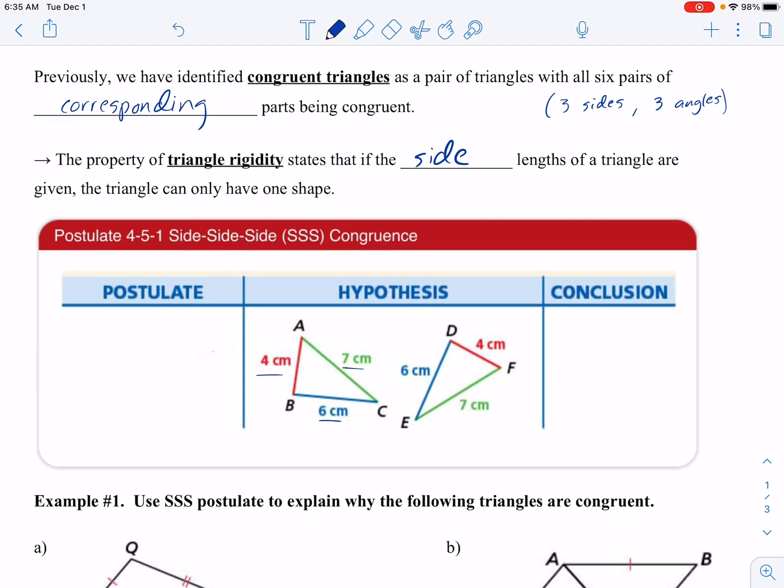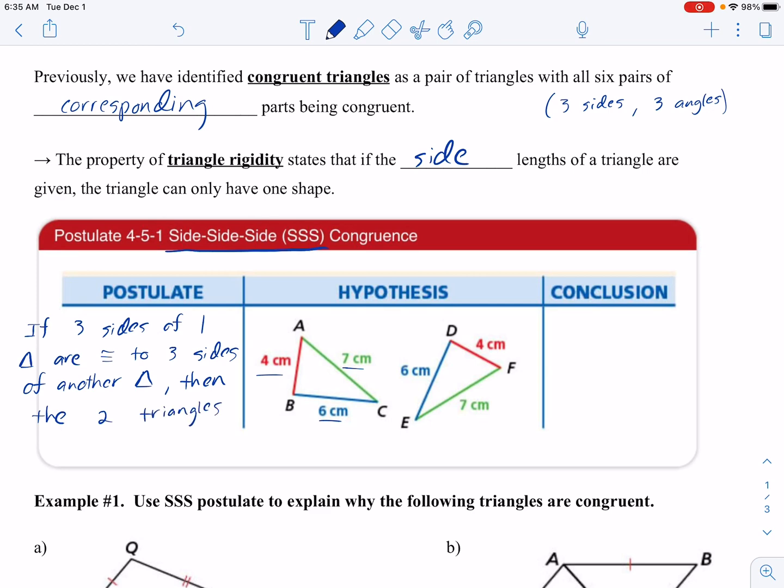So because of that, we have our first side postulate, which states that if 3 sides of one triangle are congruent to 3 sides of another triangle, then the 2 triangles are congruent.